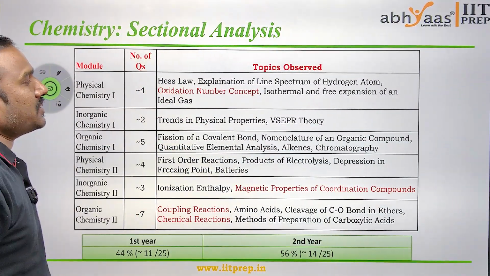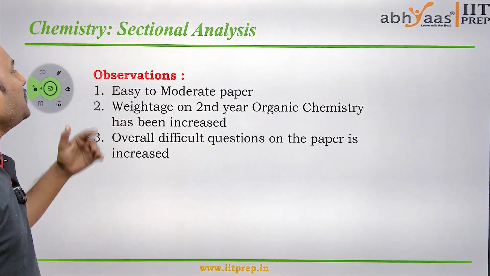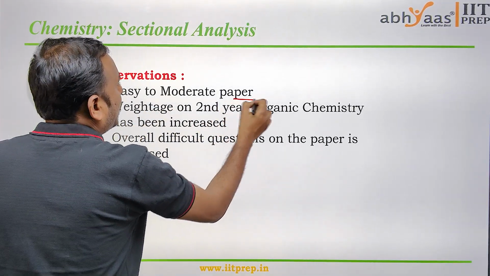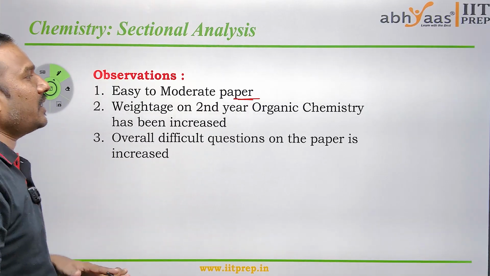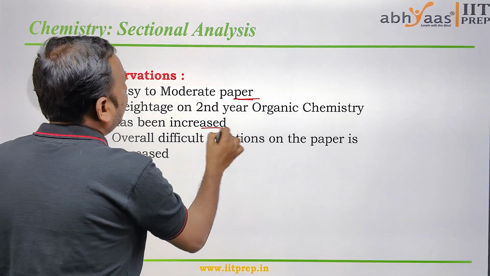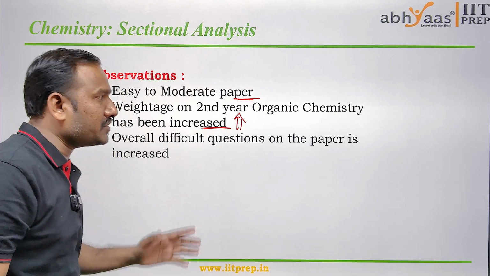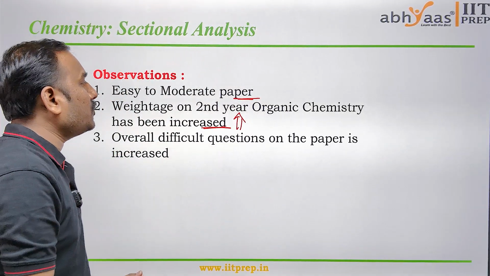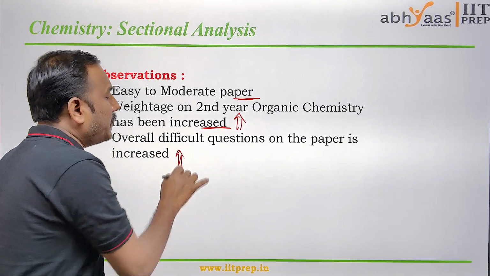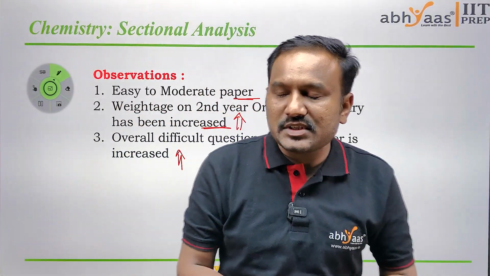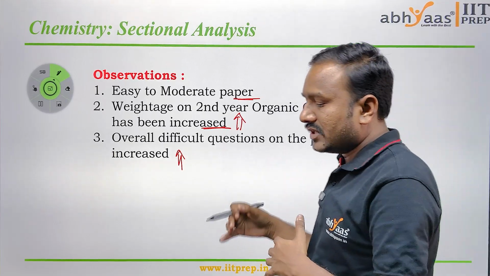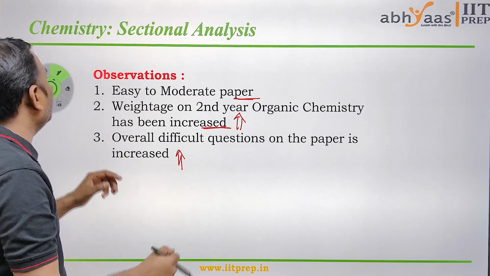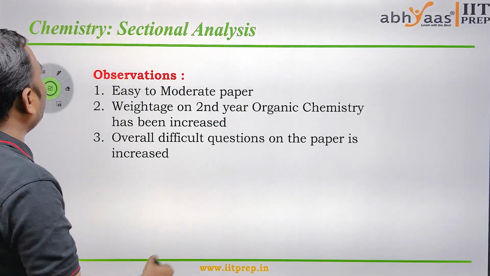This is the chemistry sectional analysis. And if you see the observations, the chemistry paper is easy to moderate, and the weightage on second year organic chemistry has increased. Almost 7 questions came from second year organic chemistry, and the overall difficulty of questions on this paper increased compared to the last 2-3 papers.